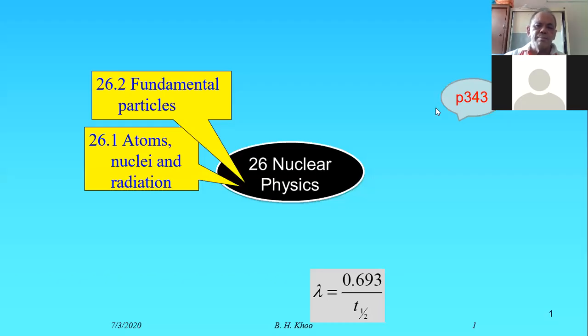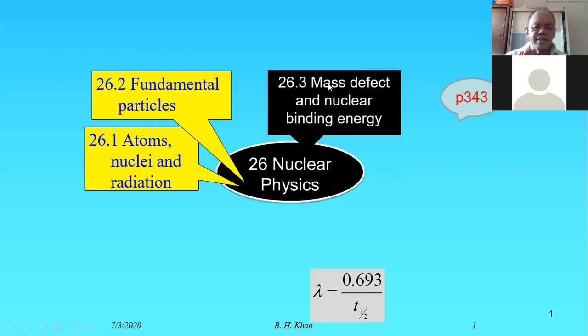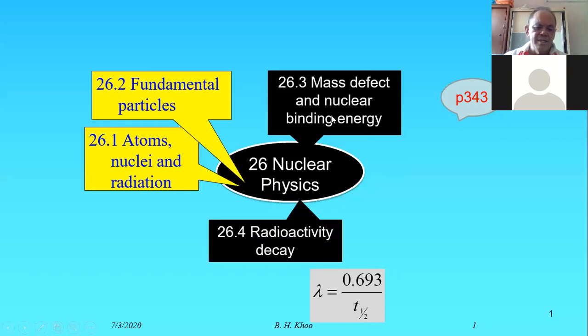Okay, we are now in page 343. In AS, we have covered atoms, nuclei, radiation. We have covered fundamental particles. In A2, we'll look at mass defect and nuclear binding energy and radioactive decay.